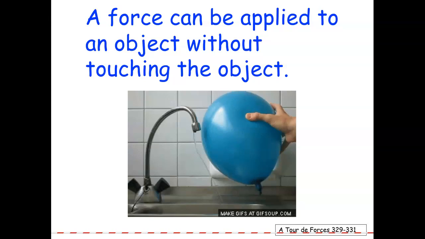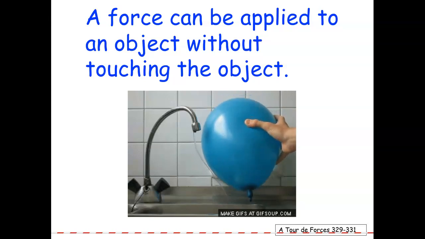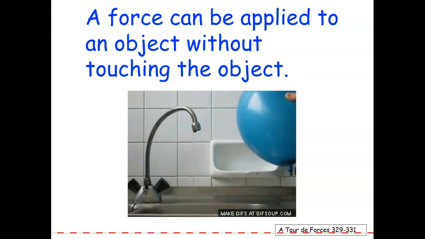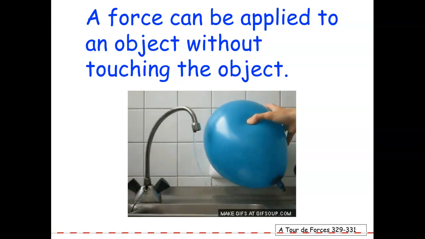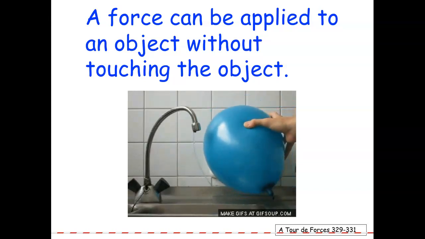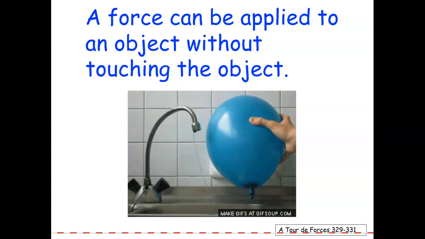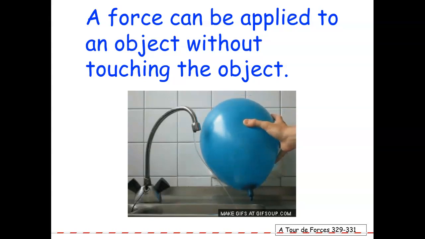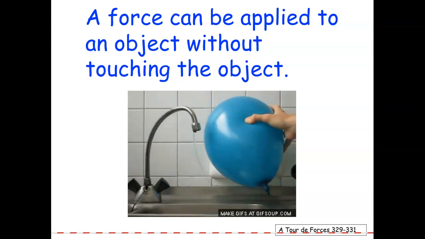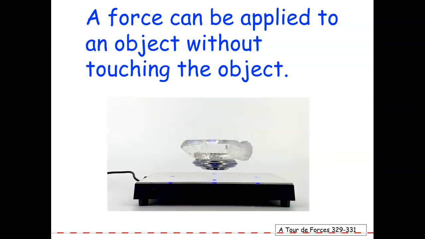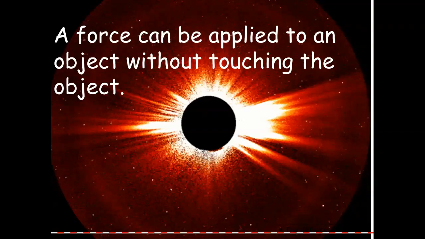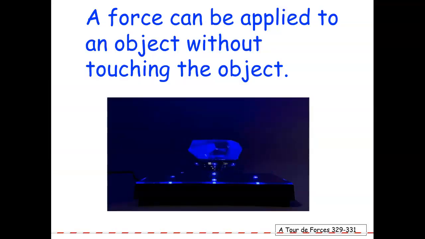So here you have the electrostatic force. They statically charged the balloon, and then the balloon's static electricity pulled the water. And so they are not actually touching, but the static electricity on the balloon is affecting the water. So force can be applied without two objects touching. Same thing with this image. We have a magnetic force that is levitating the crystal and turning the crystal.